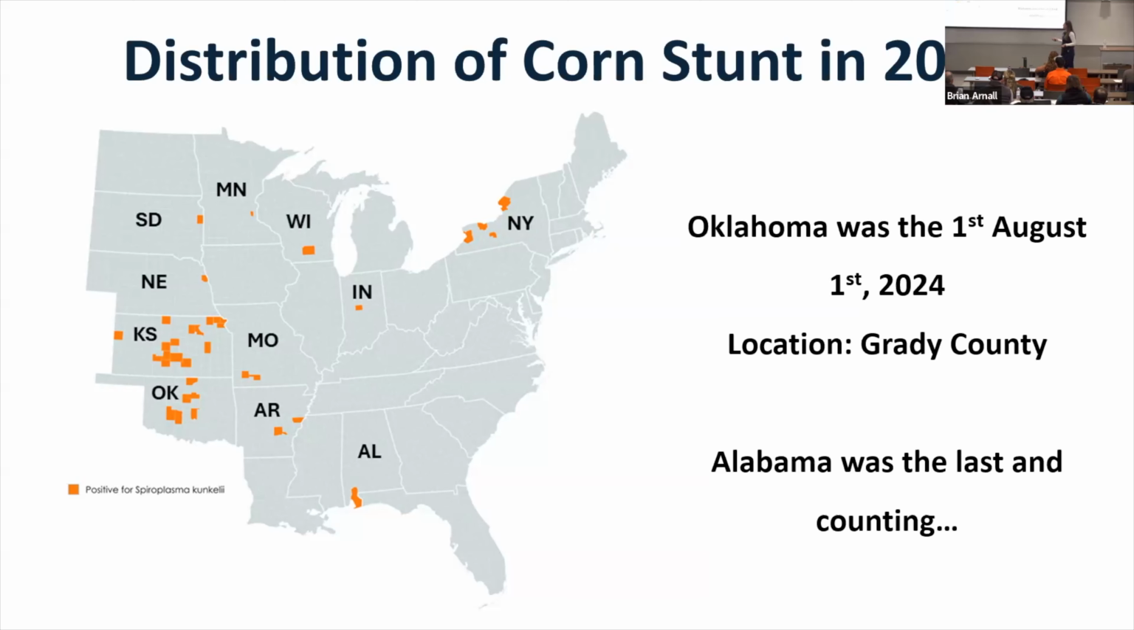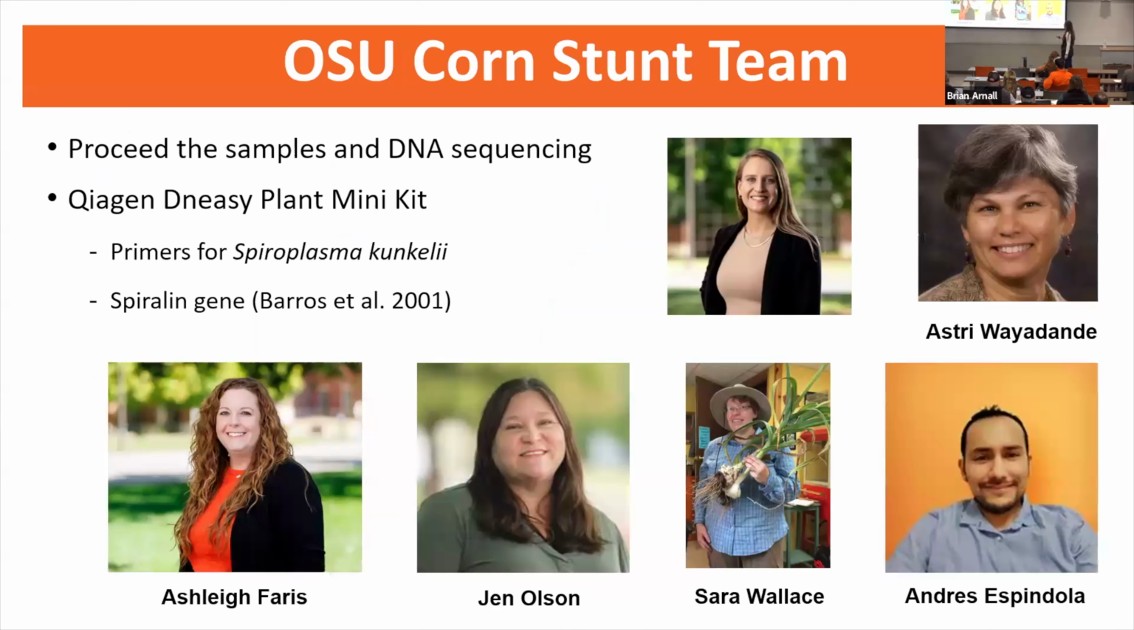including 6 counties in Oklahoma, 14 counties in Kansas, 1 county in Nebraska, 1 in South Dakota, 1 in Minnesota, Wisconsin, Indiana, Missouri, Arkansas, a very far south one here in Alabama, and also in New York State, where we have 4 counties that were confirmed with corn stunt pathogens, especially focused on Spiroplasma kunkelii, as already mentioned, the main pathogen involved in this complex.